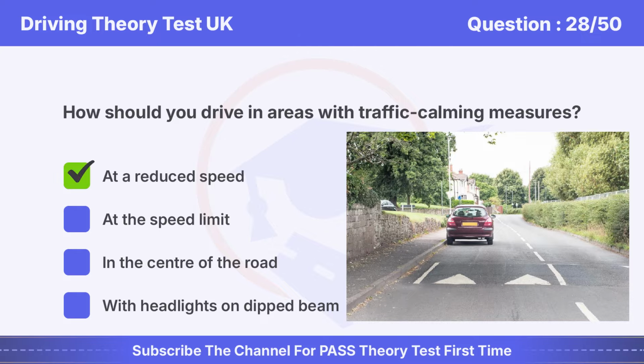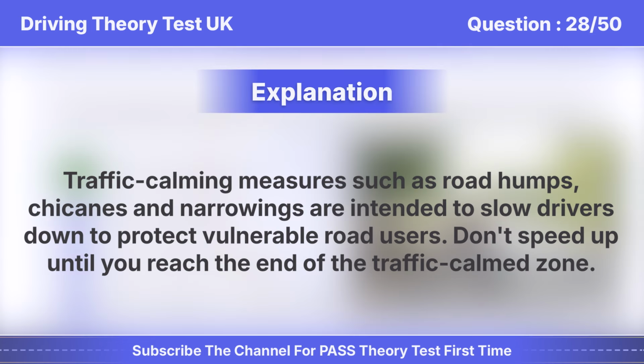Answer is A. At a reduced speed. Traffic calming measures such as road humps, chicanes and narrowings are intended to slow drivers down to protect vulnerable road users. Don't speed up until you reach the end of the traffic calmed zone.